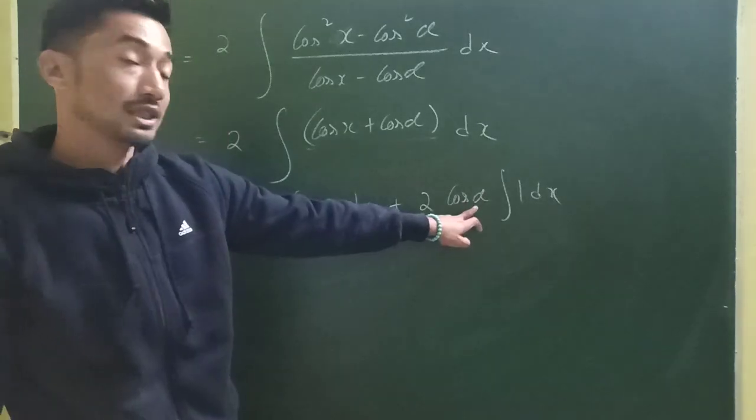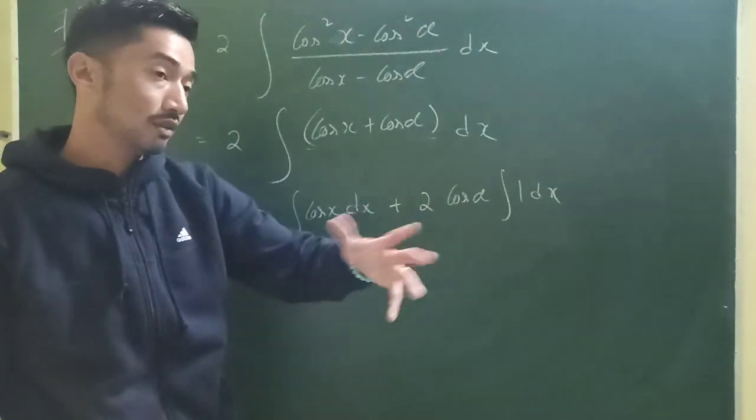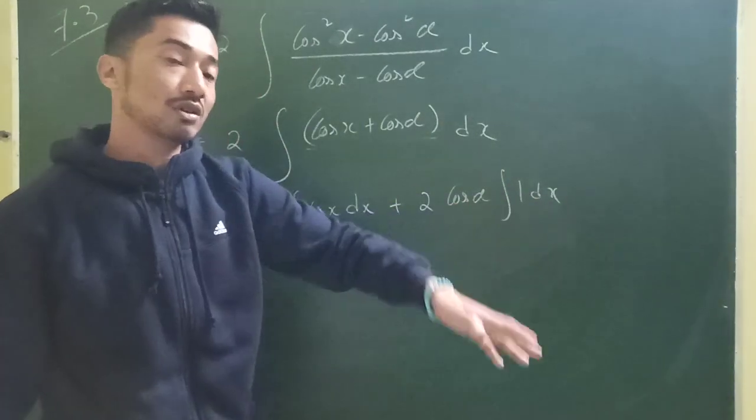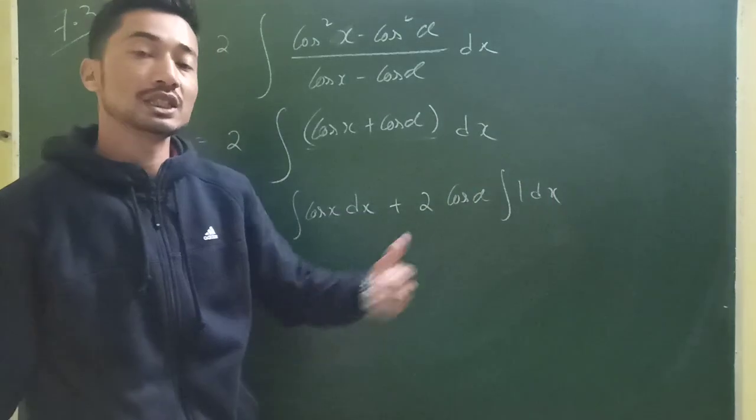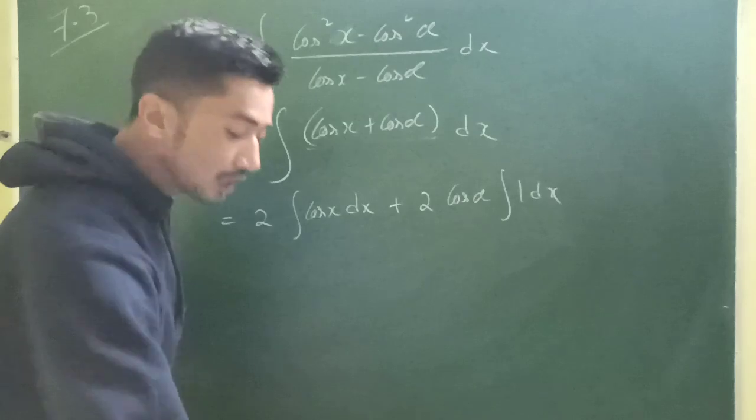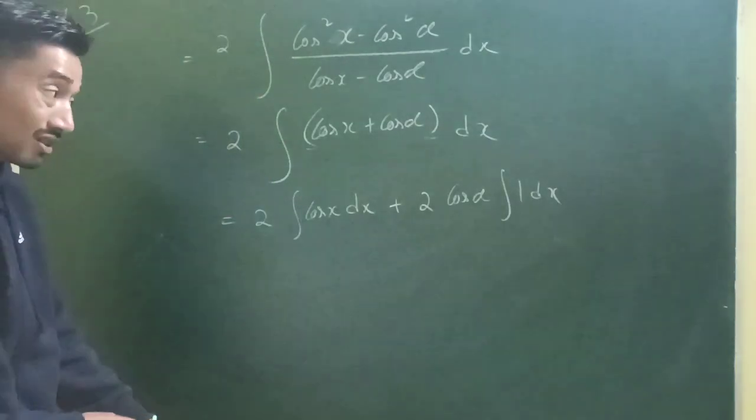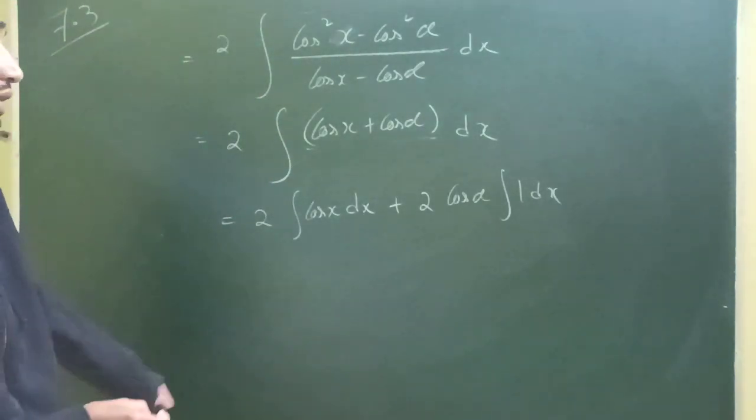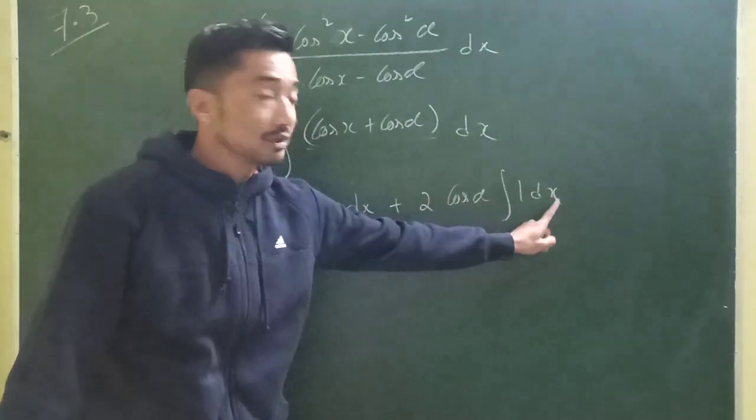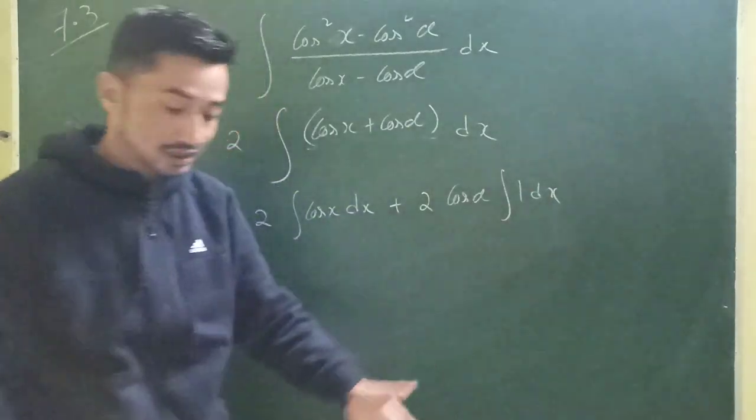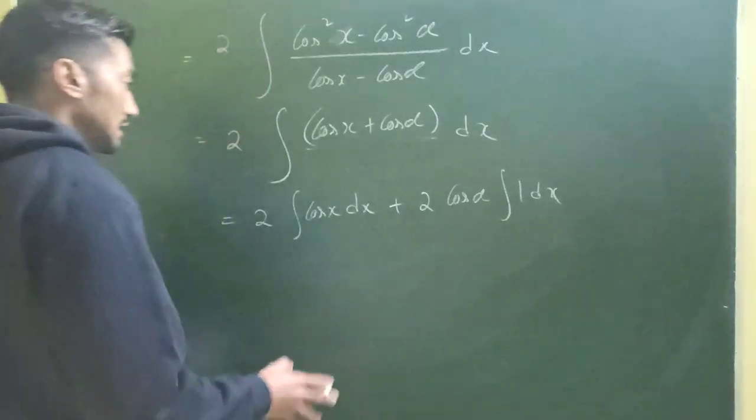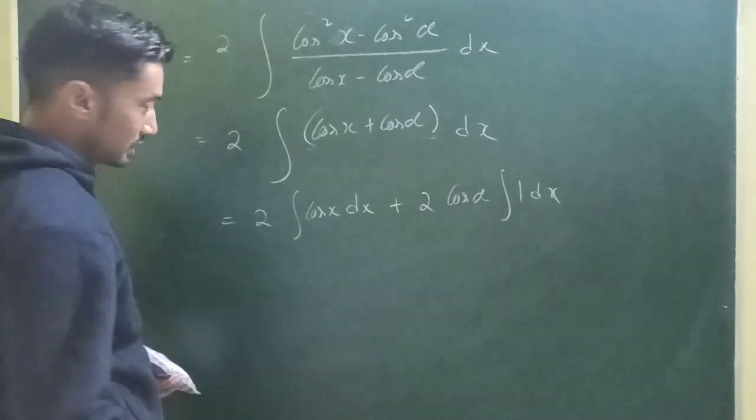Remember, alpha is considered as a constant here. It's not a variable term. We are doing it with respect to x. So cos alpha will be taken outside, considered as a constant value. You must be thinking, why have I taken out cos alpha here? I cannot be integrating cos alpha. The variable term is x here, so alpha will be considered as an arbitrary constant.